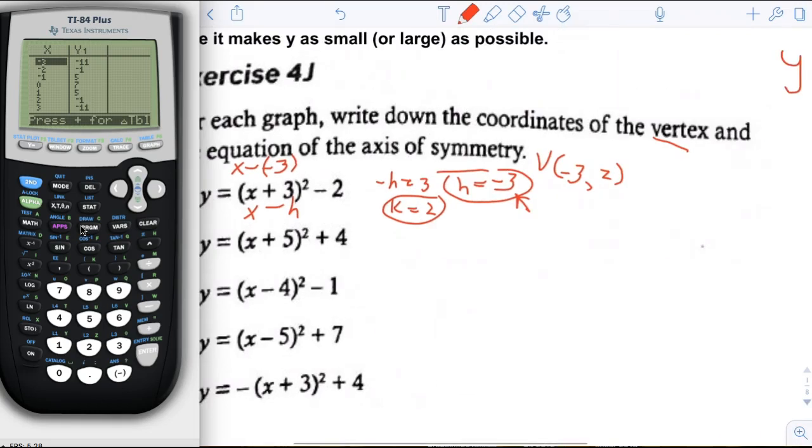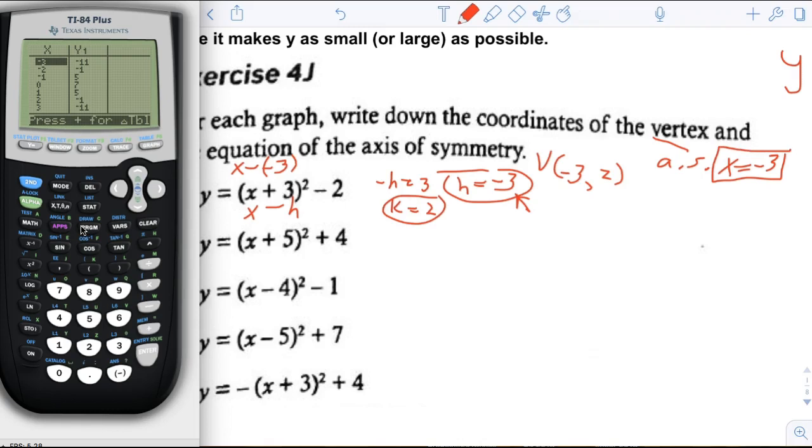Okay? So in this case, our vertex is -3, 2. And if our vertex is -3, 2, we know that the axis of symmetry is x equals -3. And whenever you write the axis of symmetry, you write the equation of the line of the axis of symmetry.